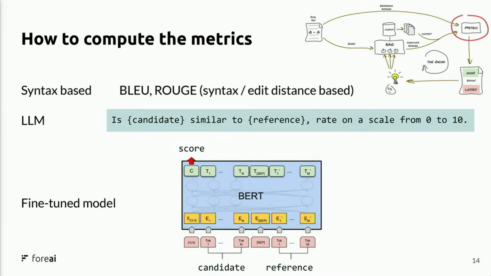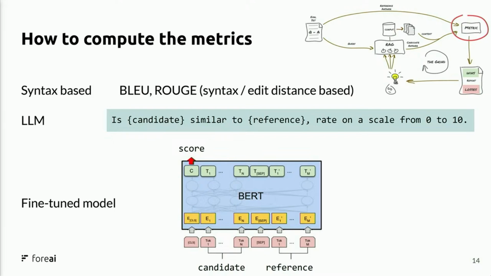Everybody is doing LLMs today, so you use LLMs to evaluate LLMs, of course. And the prompt is pretty easy. Is the candidate similar to the reference? Rate on a scale from 0 to 10. So you can do it pretty easily. Usually you want to be pretty strict about the scoring, and explain with examples what it means to be a 0 or 1 or a 2. But this actually works quite well.